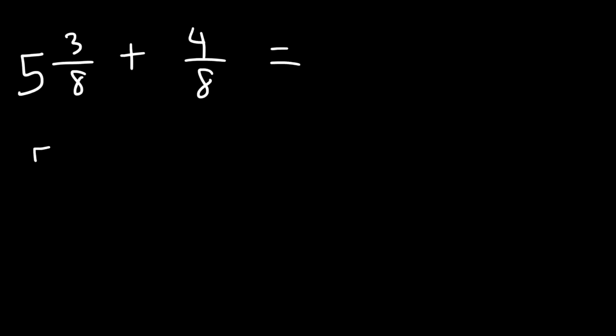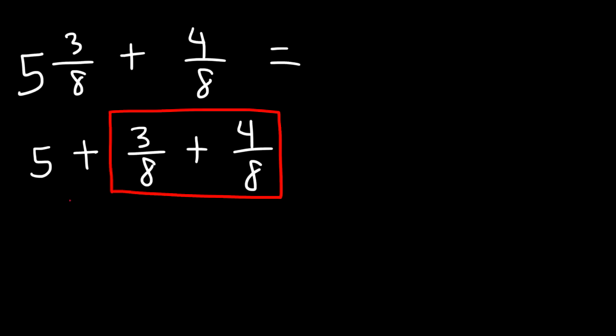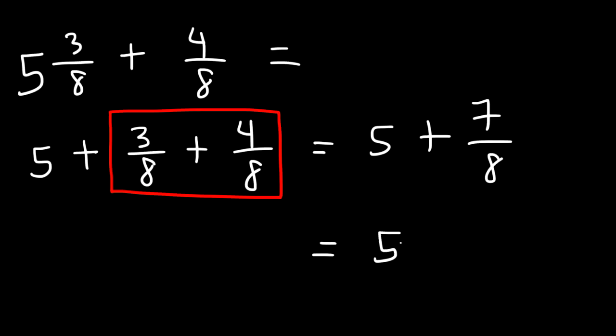Let's try a similar example. 5 and 3/8 plus 4/8. So this is 5 plus 3/8 plus 4/8. So let's begin by adding these two fractions. 3 plus 4 is 7. So we're going to have 5 plus 7/8, which this whole thing is just 5 and 7/8. And so that's it for this problem. So now it's your turn.